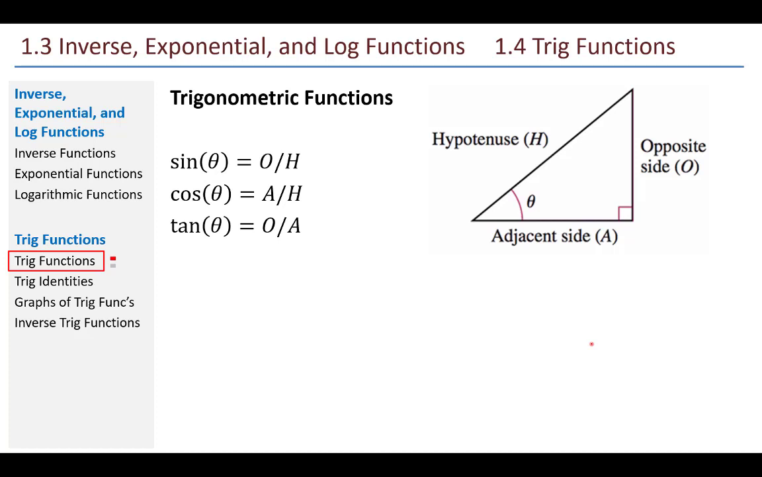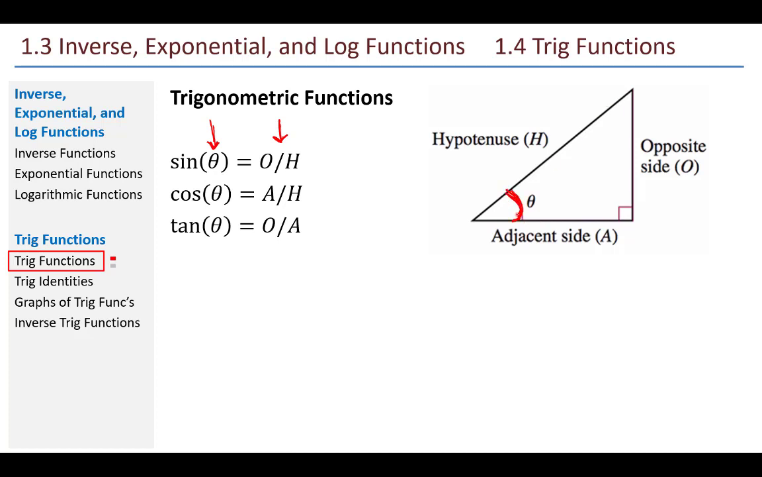Let's talk about trig functions. So we have our three basic trig functions, sine, cosine, and tangent. Notice the input of a trig function is an angle, and the output of a trig function is a ratio of sides. So the input is an angle, the output is a ratio of sides. So in the picture to the right, there's my angle.